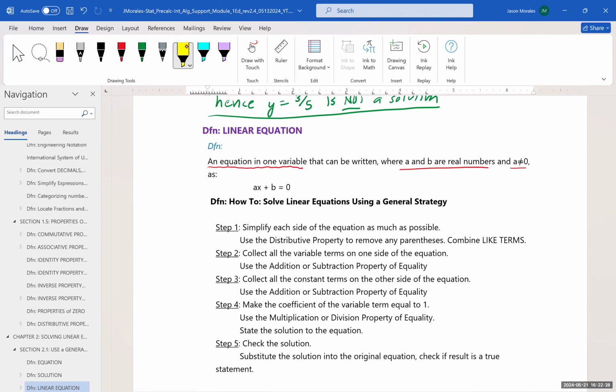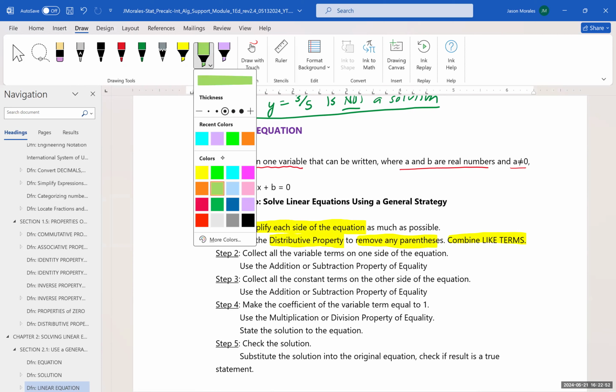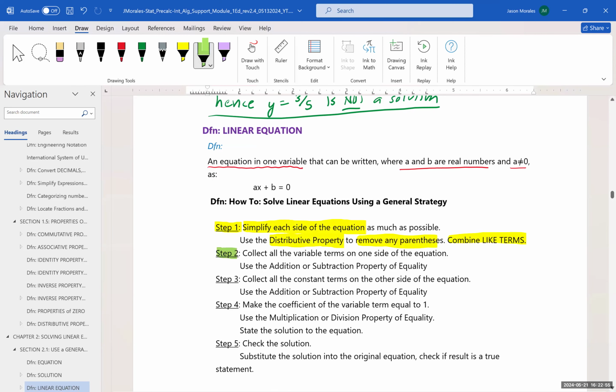So here I've got 5 steps for solving linear equations using a general strategy. Step 1 is to simplify each side of the equation as much as possible. So use the distributive property to remove parentheses and combine like terms. Step 2 is to collect all of the variable terms on one side of the equation. So use the addition or subtraction property of equality to do this.